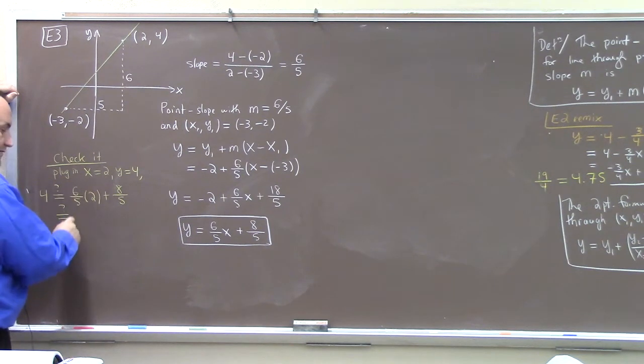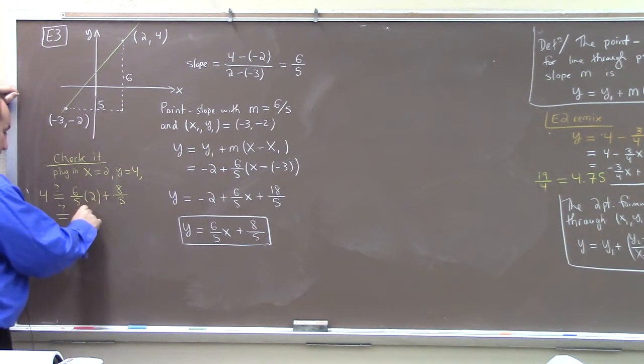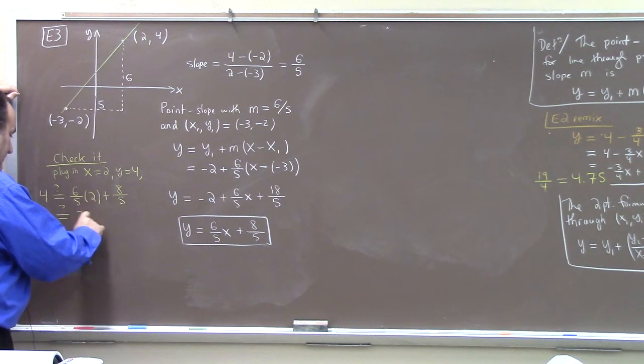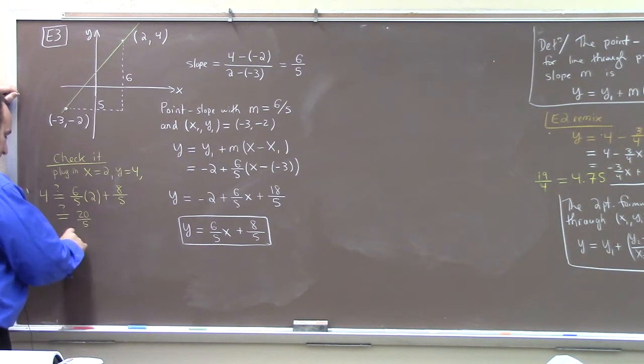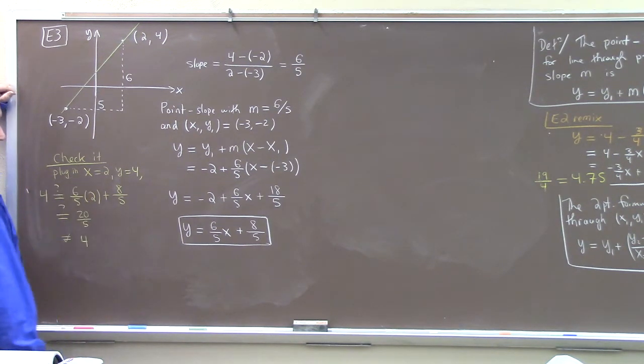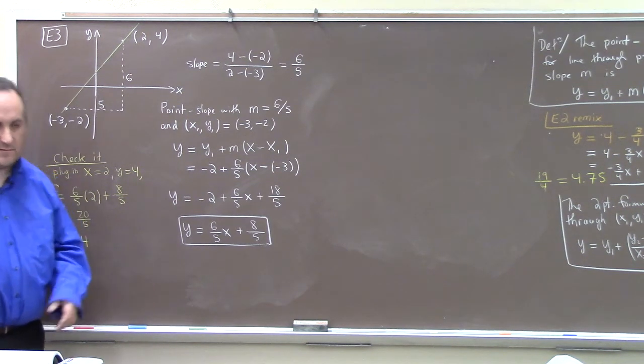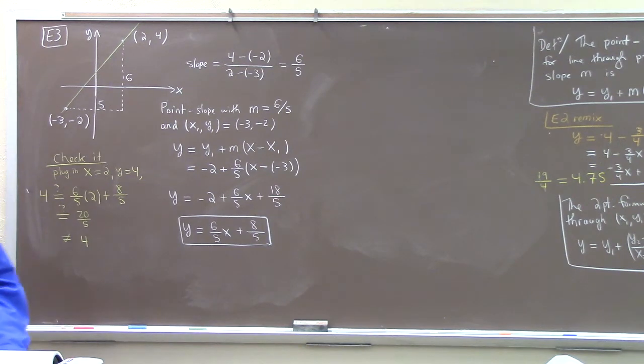What's that give me? 6 times 2 is 12. 12 plus 8 is 20. What's 20/5? It is 4. Hooray! So that's a good check. Okay. So these problems don't have to be hard, right? They don't have to be hard.